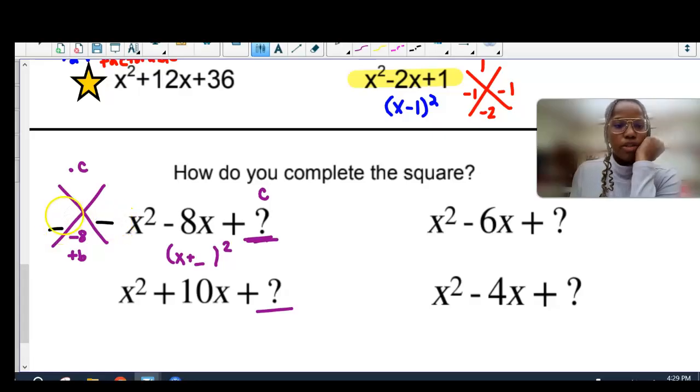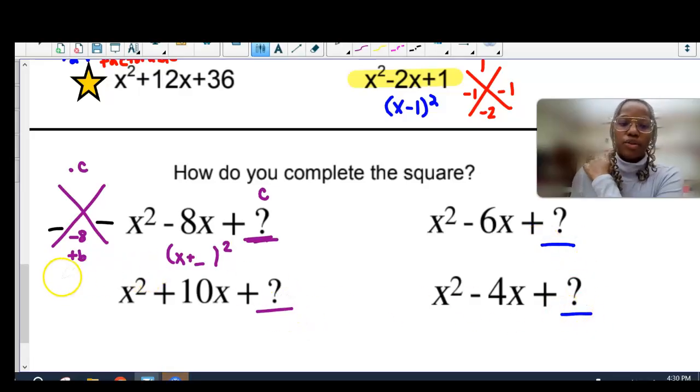What two numbers that are the same will add up to -8? You can use that to calculate your new c value. Okay, so I'm going to have you push pause one last time and see if you can figure out the new c values for all of these. And then we're going to get started with our official notes on completing the square.